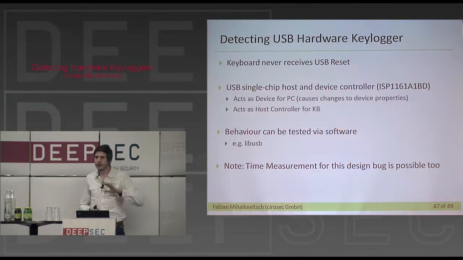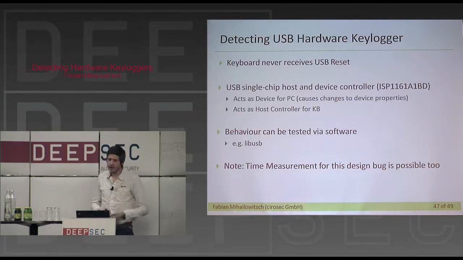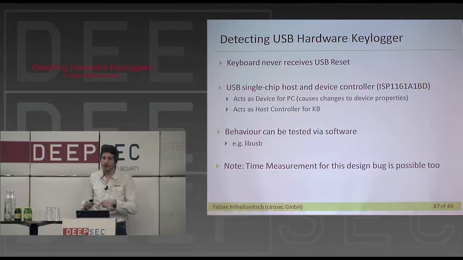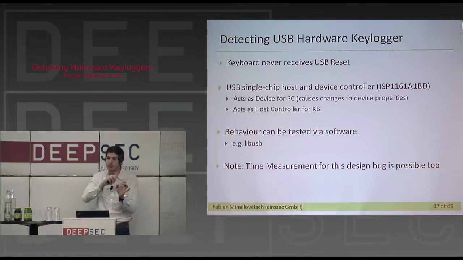And the stuff with the USB reset I just showed you, you can detect in software. Just use libUSB, do an interrupt read, send a USB reset, do an interrupt read again, and you can detect it. Furthermore, you can use time measurement for that bug too, because since the single chip host and device controller is used, and it is a full speed device and doesn't pass the USB reset to the keyboard, you can reset it, and the amount of time it takes until you can access it again is less than it is for the keyboard. So doing a USB reset and enumerating the device again is faster once the keylogger is present.